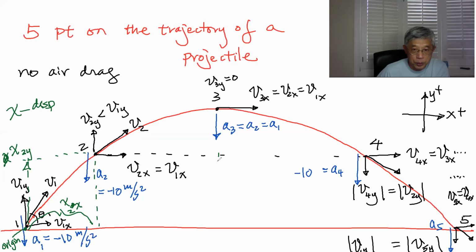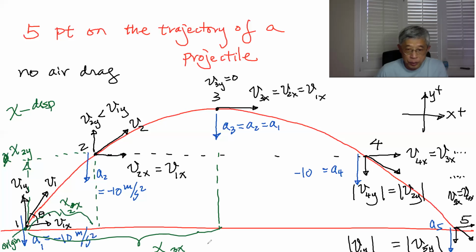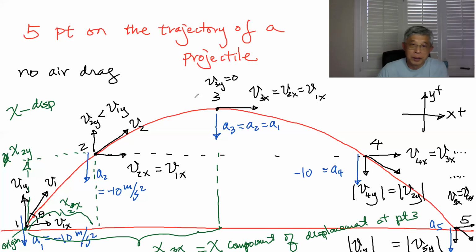Similarly, for this one here, it will be called x3x. So this is the x component of displacement at point 3. And then y will be right there. This is x3 in the y direction. So this is the y component of displacement at point 3. I'm not going to do 4 and 5, so we're going to stop here.